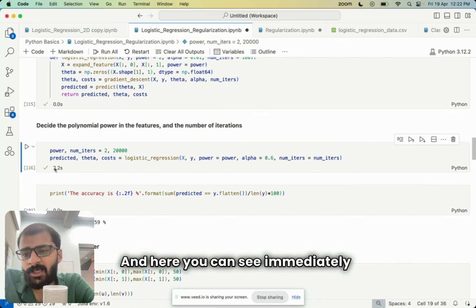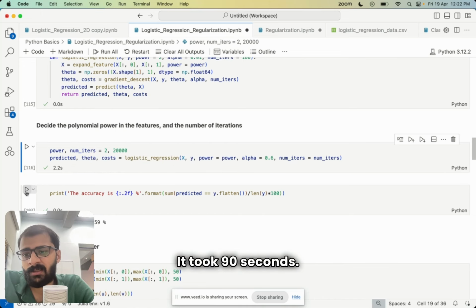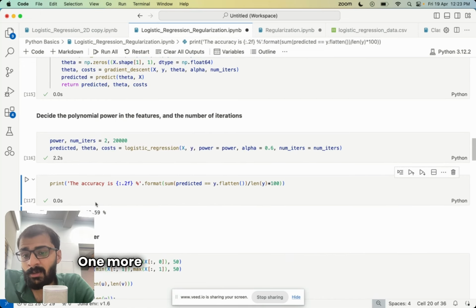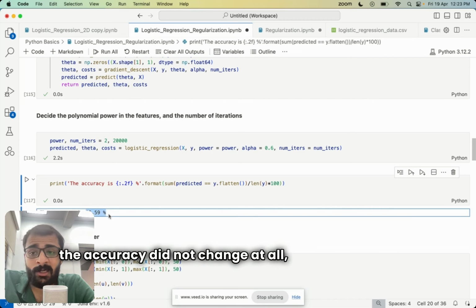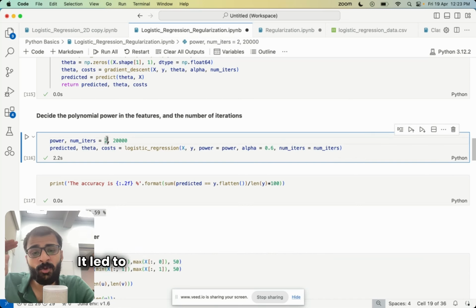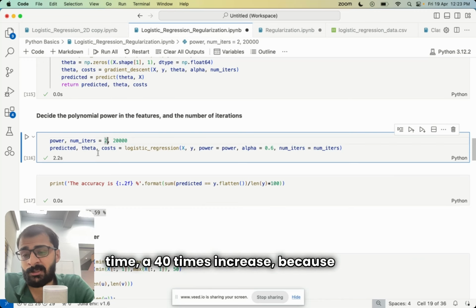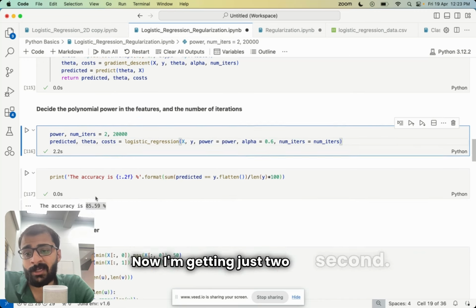And here you can see immediately I finished this iteration in 2 seconds. Earlier it took 90 seconds. One more amazing thing I want you to see is that the accuracy did not change at all, which means there was no reason why we are using a power of 20. It led to a tremendous increase in computational time, a 40 times increase, because I was getting 90 seconds of runtime earlier. Now I'm getting just 2 seconds.